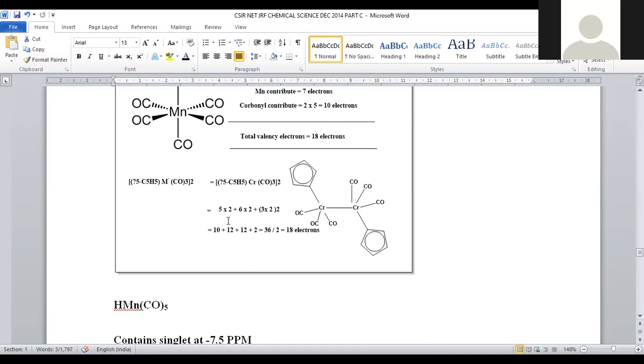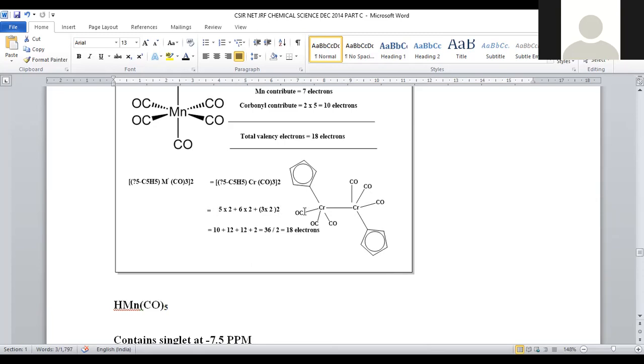Now let us move on to the total valence electron count. Chromium is a d5 s1 configuration system. D5 s1 means a total of 6 electrons will be contributed by chromium. How many chromiums are there? 2 chromiums, so 6 into 2. Then how many cyclopentadienyl anions are there? 2 are there, each contributing 5 electrons, so 2 into 5 is 10. 10 plus 6 into 2 for chromium. And how many carbonyl groups are there? 3 into 2, taken twice, right?